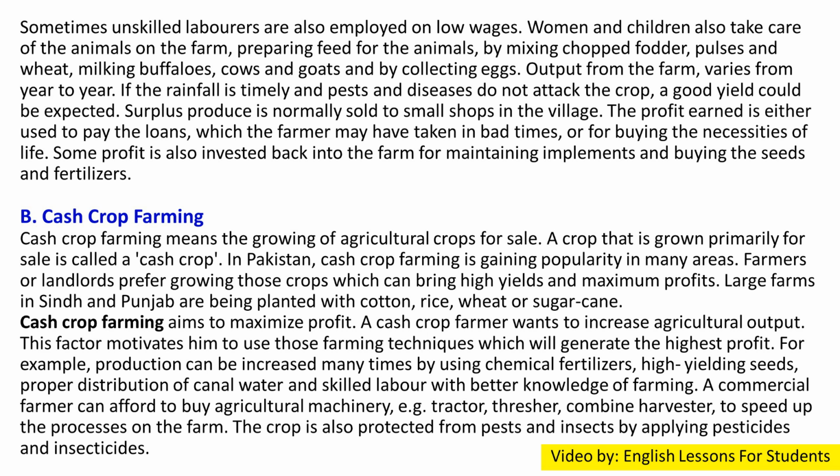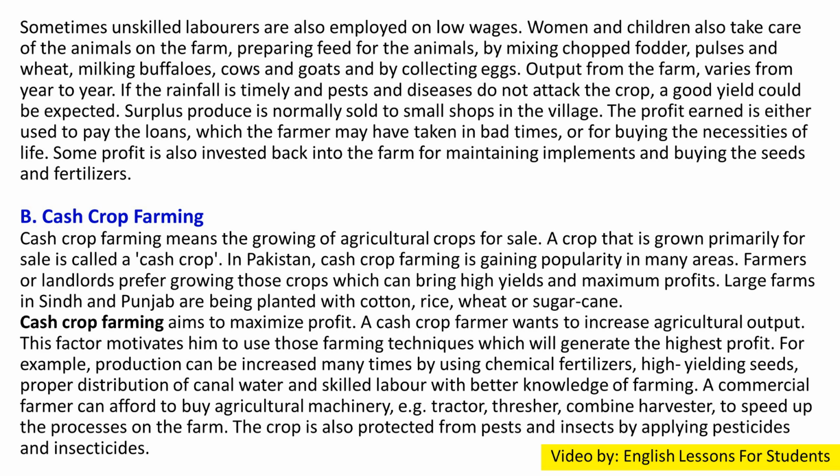Cash crop farming aims to maximize profit. A cash crop farmer wants to increase agricultural output. This factor motivates him to use those farming techniques which will generate the highest profit. For example, production can be increased many times by using chemical fertilizers, high yielding seeds, proper distribution of canal water, and skilled labor with better knowledge of farming.